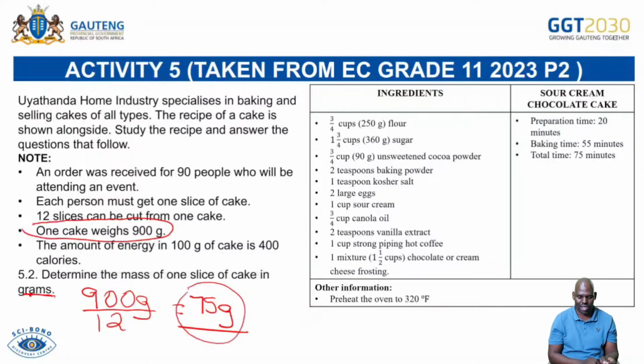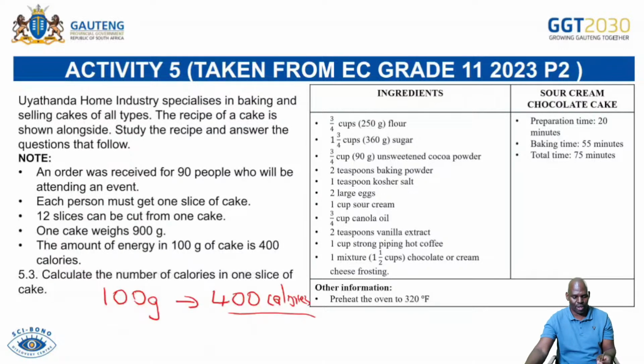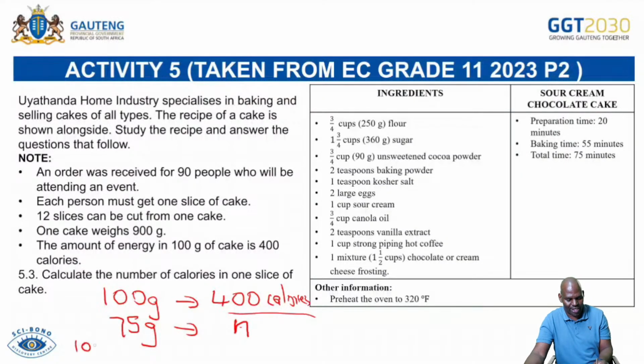So if we want to calculate the number of calories there, then we can use cross multiplication. What about 75 grams? 75 grams will give us how many calories? So we can say the number of calories, we can still use letter N or any other letter. Then we cross multiply. N multiplied by 100, I get 100N equals 75 multiplied by 400. Then I get 30,000.